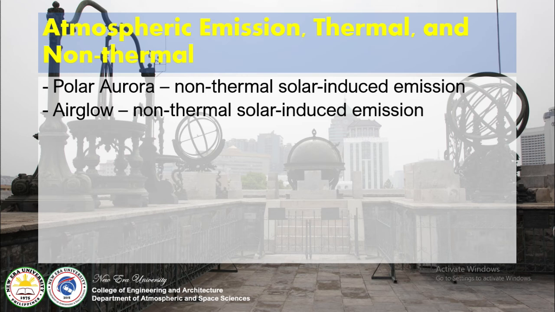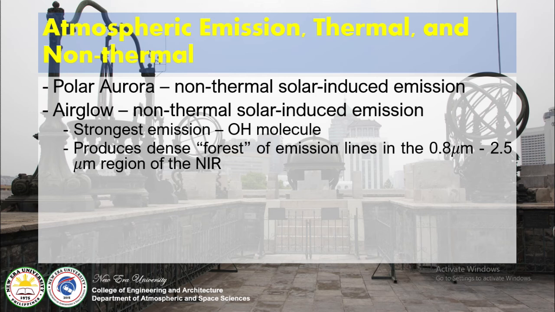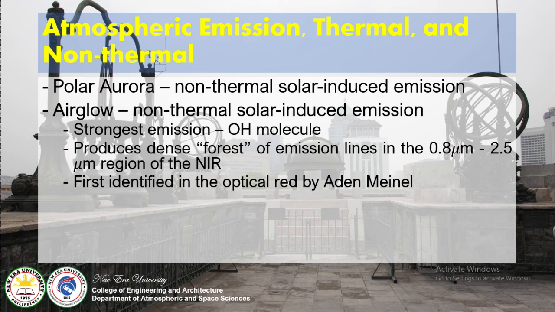From the airglow, the strongest emission is at the hydroxide molecule. So these are the components of the airglow. Then it produces a dense forest of emission lines in the 0.8 micrometer to 2.5 micrometer region of the near infrared. It was first identified in the optical red by Aden Meinel. Because the airglow has three components: the hydroxide molecules, oxygen gas molecules, and near infrared night glow continuum.